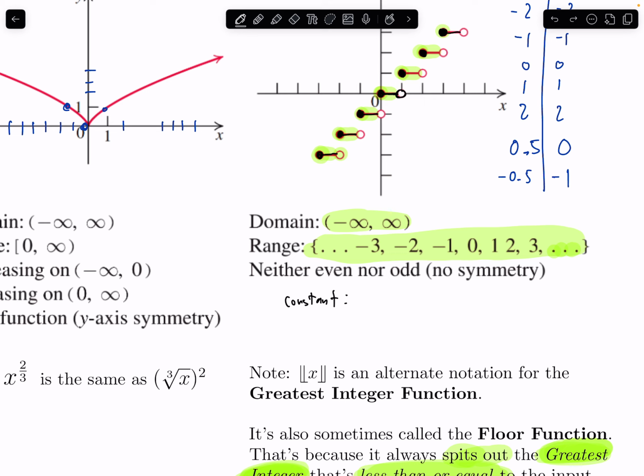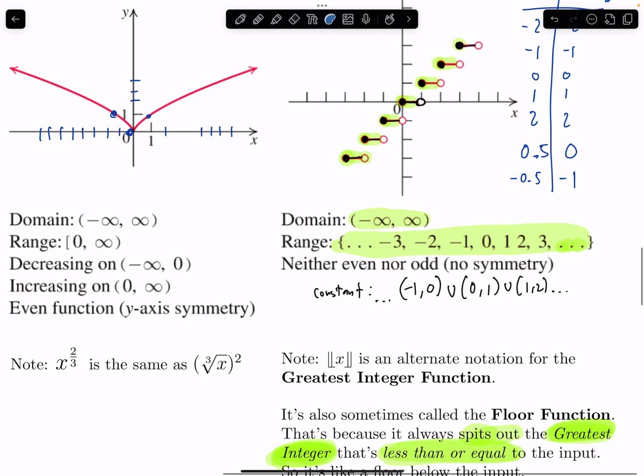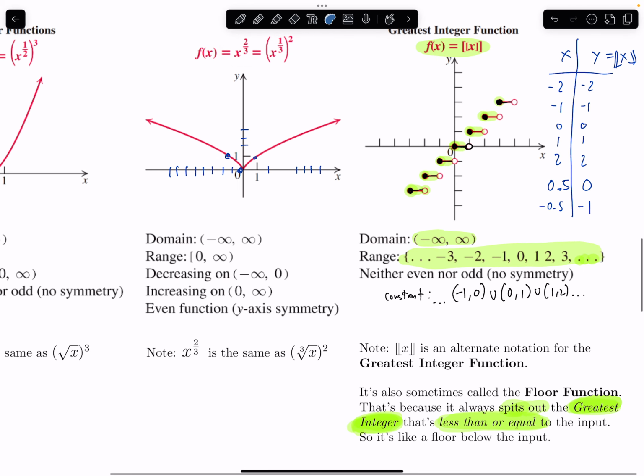Let's just pick one. Like here, that's from -1 to 0, but not including the boundaries. Union from 0 to 1. Union from 1 to 2. And onwards forever, and onwards in that direction as well. Okay, so that's it. That's the greatest integer function.